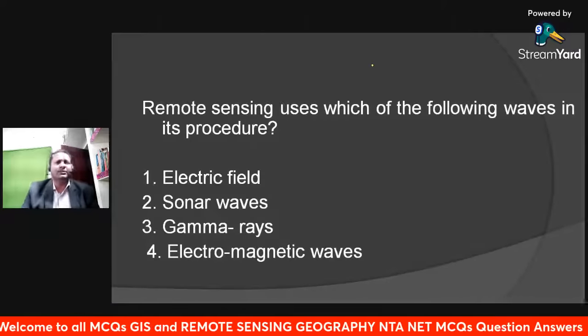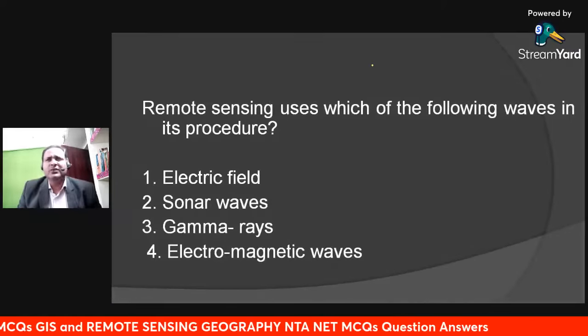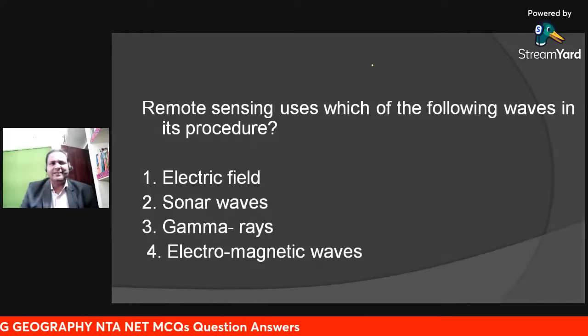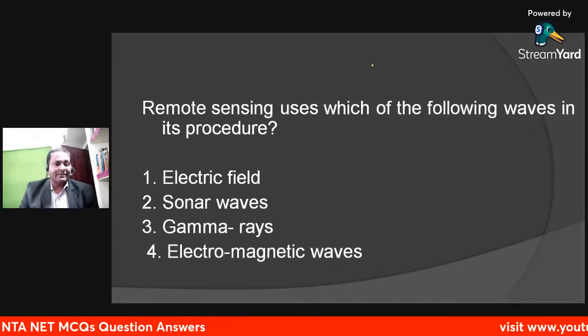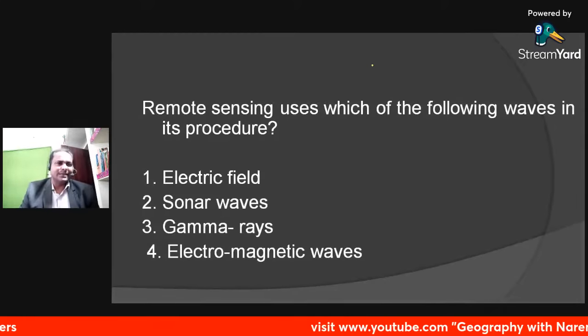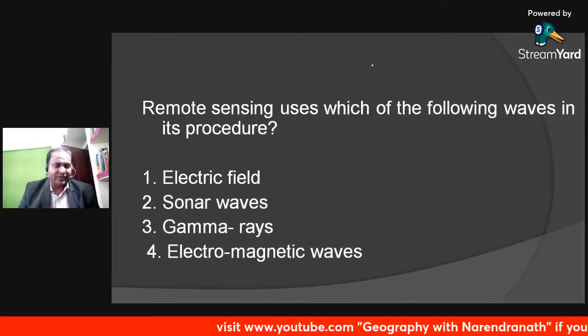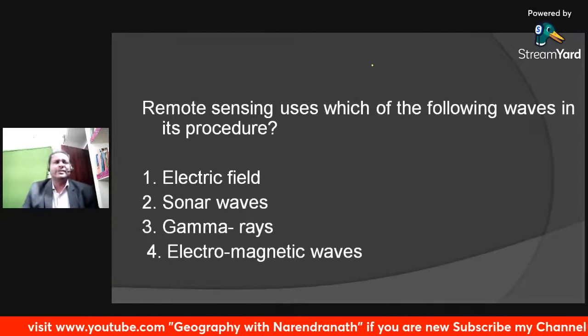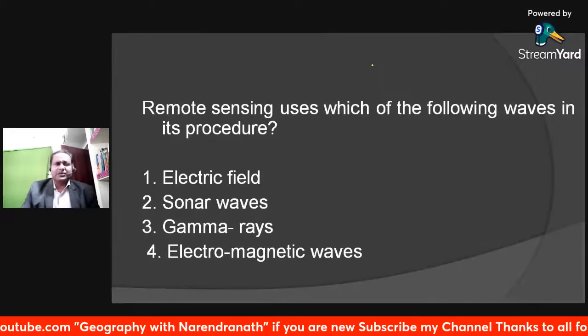Next, another question: remote sensing uses which of the following waves in its procedure? Electric field, sonar waves, gamma rays, and electromagnetic waves. So definitely it is a very important question for NTA NET Geography.